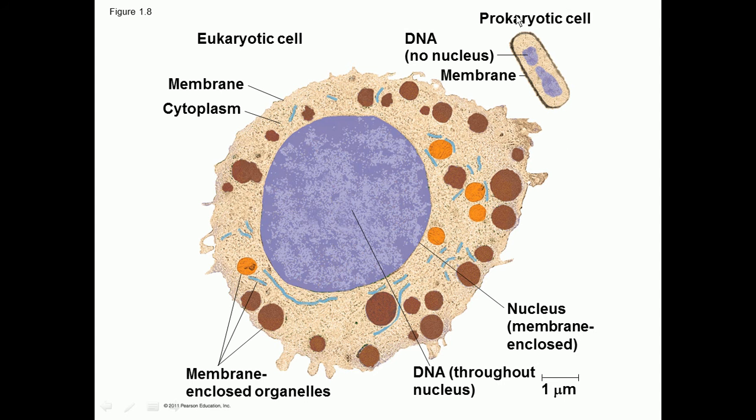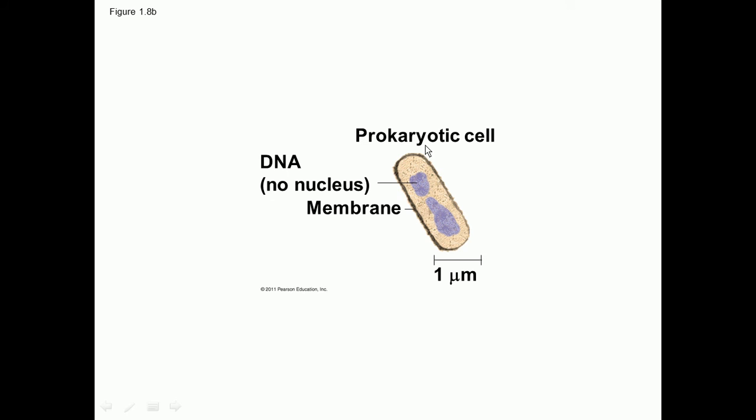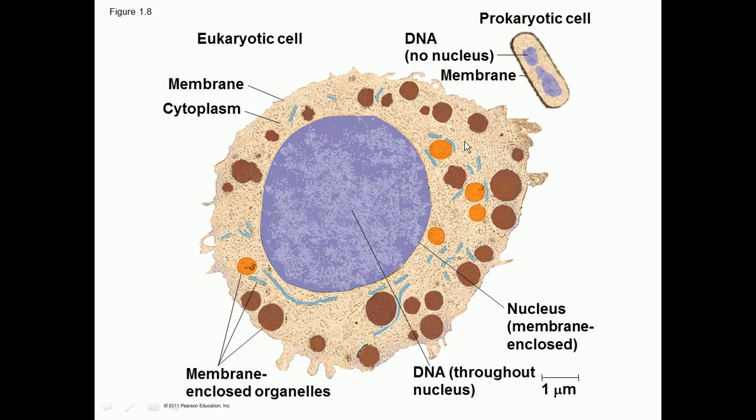Now you can see this is a prokaryotic cell and this is a eukaryotic cell. If you see them together, you can compare the size of the cells. You can see the prokaryotic cell is a small cell compared to the eukaryotic cell, which is a large cell. So what's the difference between these two cells? A prokaryotic cell doesn't have a nucleus, and a eukaryotic cell has a nucleus.